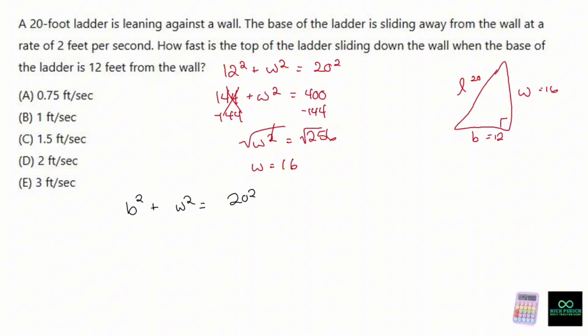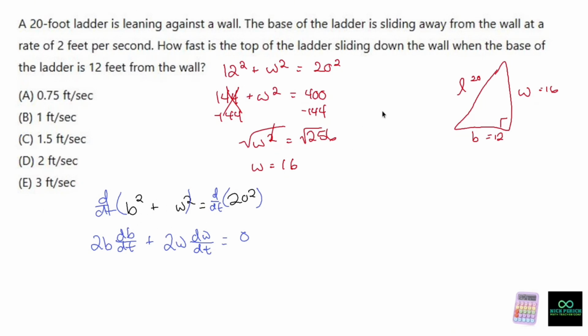Okay, now what we're going to do is d/dt both sides. Take the derivative with respect to time. So d/dt, d/dt. That leaves us with the derivative of b squared, which is 2b, with respect to t is db/dt, plus the derivative of w squared is going to be 2w dw/dt. That's going to equal 0 because the derivative of a number is 0.